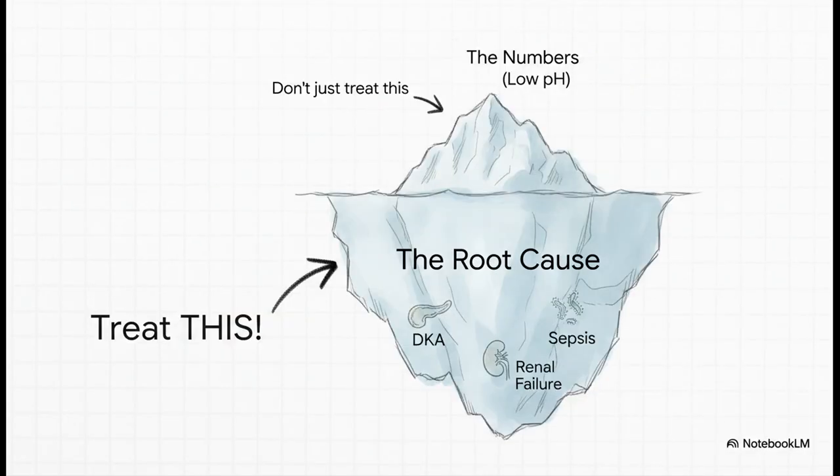And this is probably the most important thing to remember about treatment. This is the golden rule. You can't just throw some sodium bicarb at the patient to make the pH number look pretty on the lab results. It doesn't work that way. If the cause is DKA, they need insulin. If it's sepsis, they need antibiotics. If you don't fix the root problem, the acidosis is just going to keep coming right back.